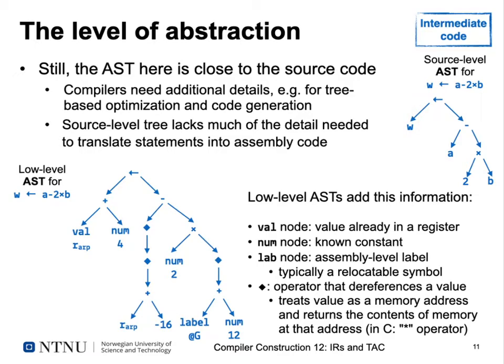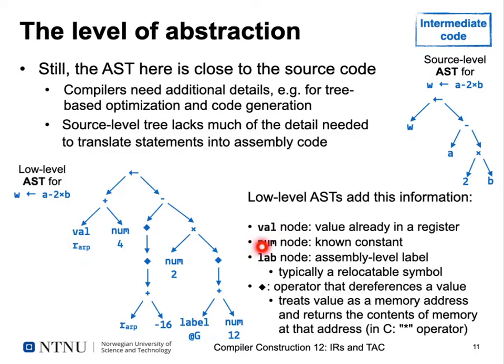So essentially, we would want to lower this information again. We would want to add more detailed information, which helps us to generate code. And a low-level AST actually adds this information. So for example, instead of just having a variable name, we have something like value nodes. Value nodes imply that we have a value that's already in a register.